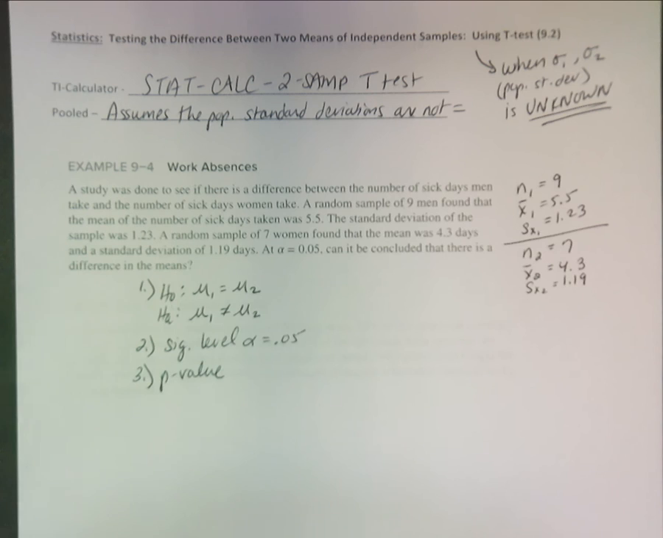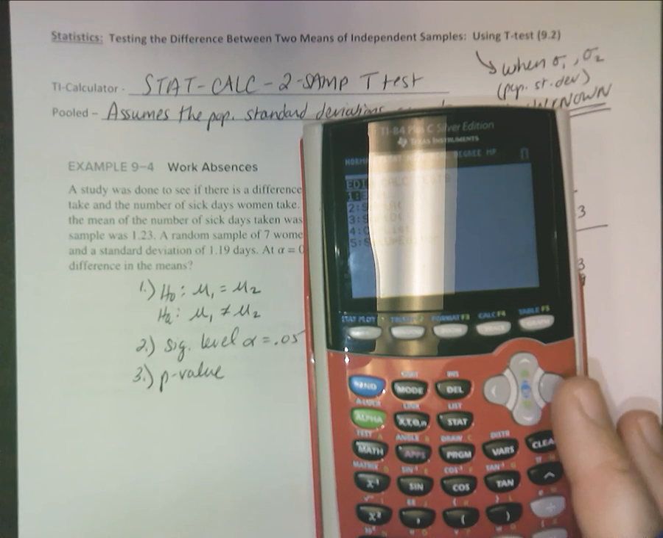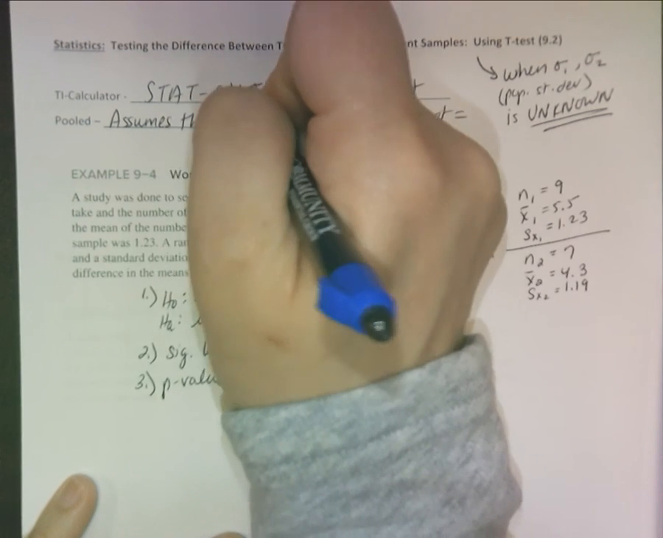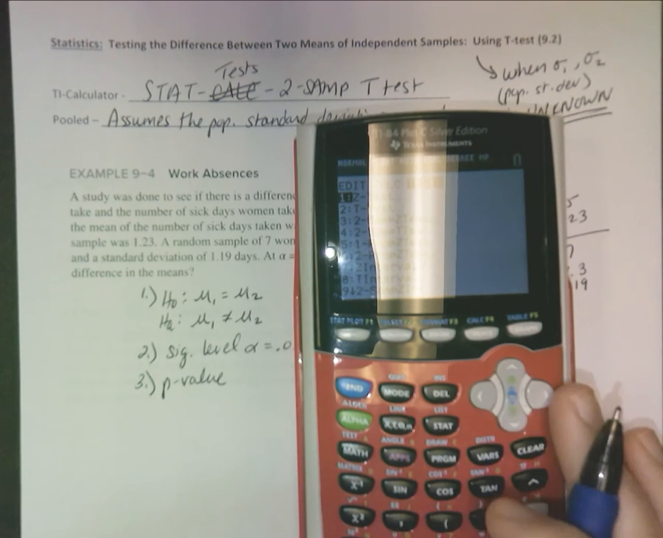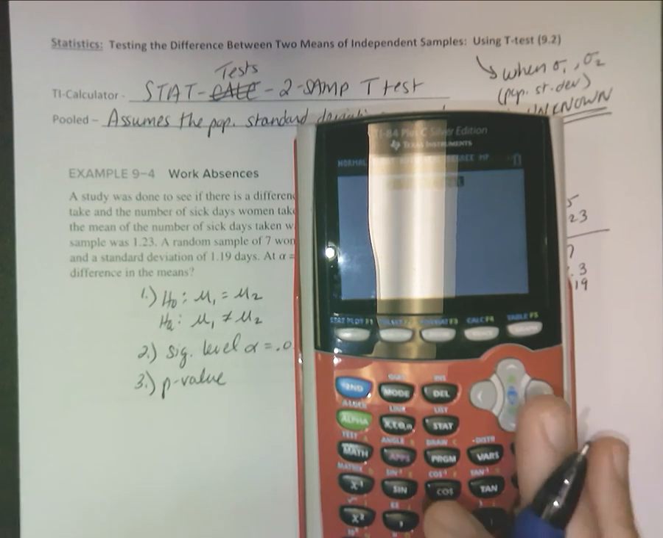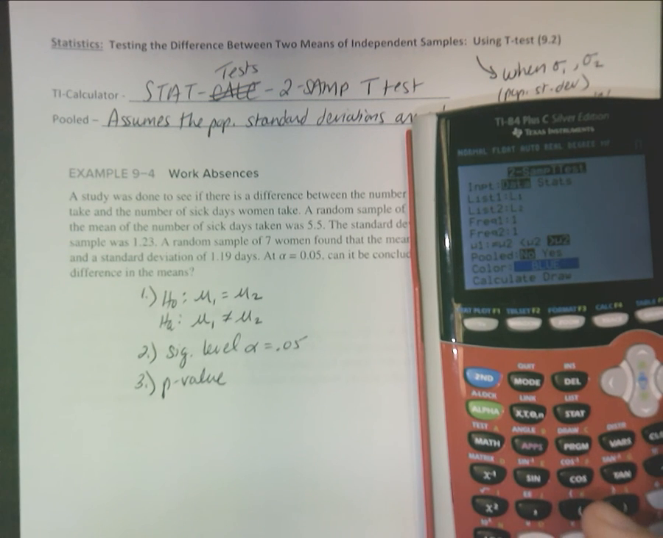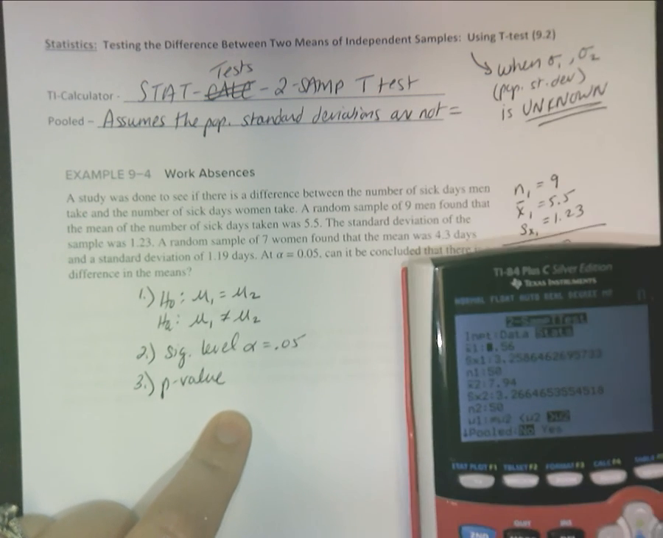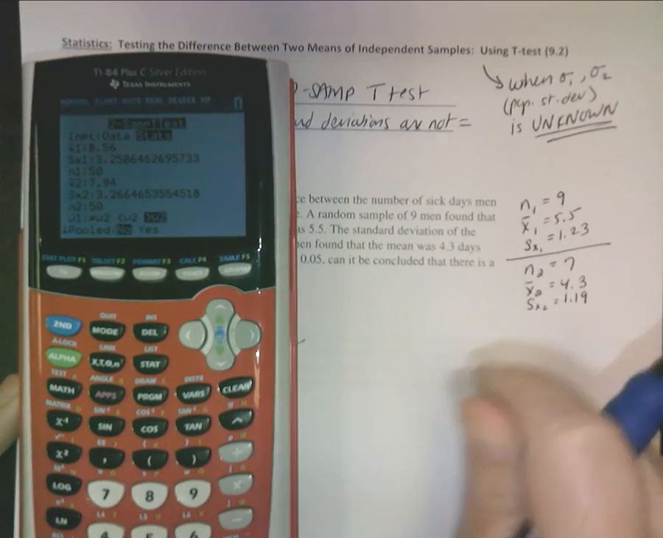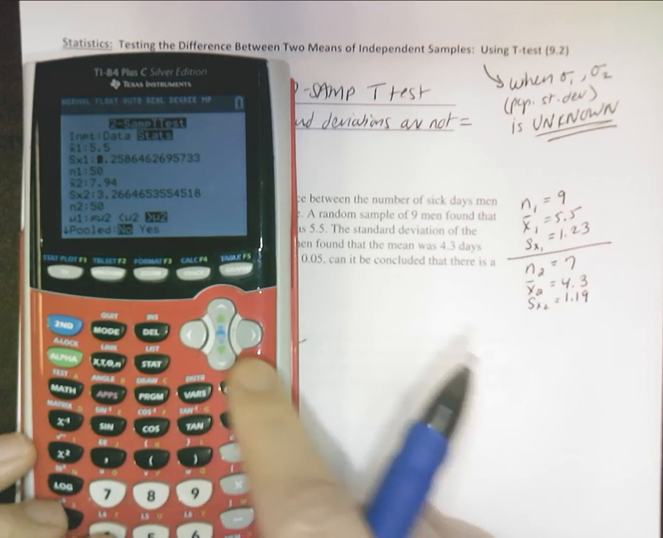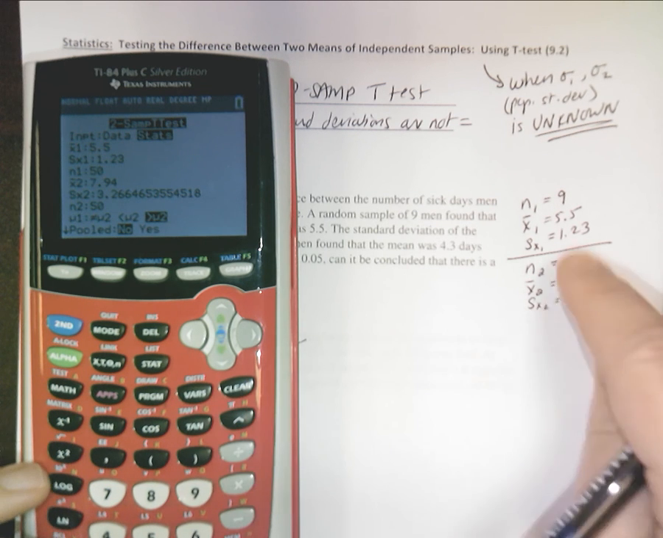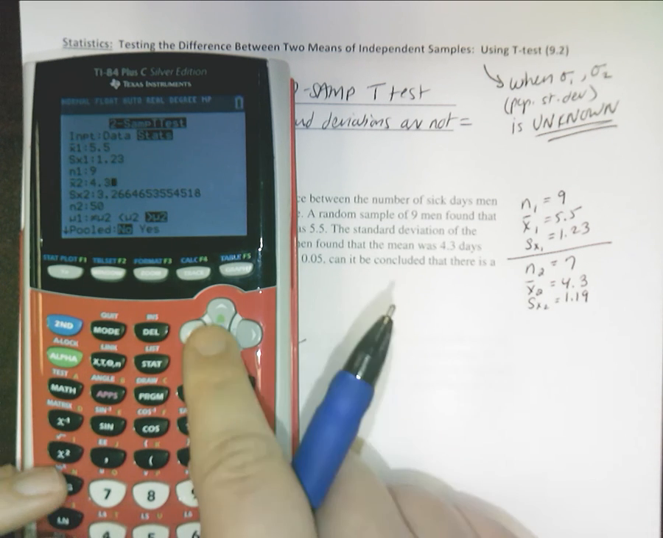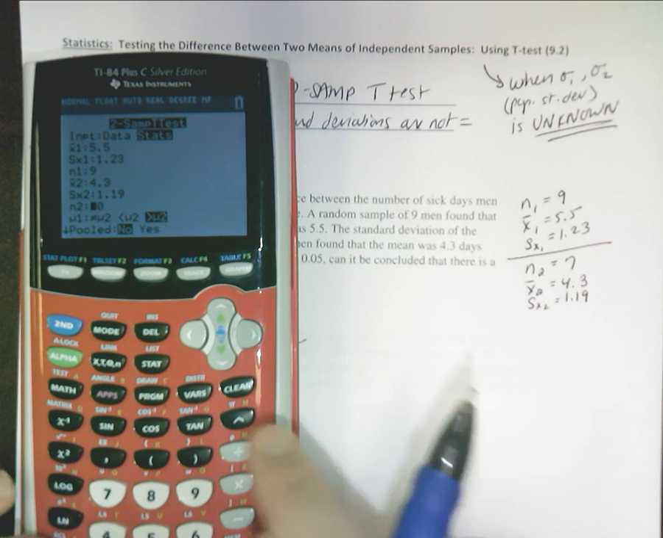Again, there is a way to do it by hand. I just thought you might like to jump to the gun and not do it that way. So Stat, Tests. 2-sample t-test because we don't know the standard deviations. Let me move this over so you can see it. There's no glare. So we're going to go to Stats. Our x̄1 is 5.5. Our Sx1 is 1.23. Our n1 is 9. Our x̄2 is 4.3. Our Sx2 is 1.19. Our n2 is 7.